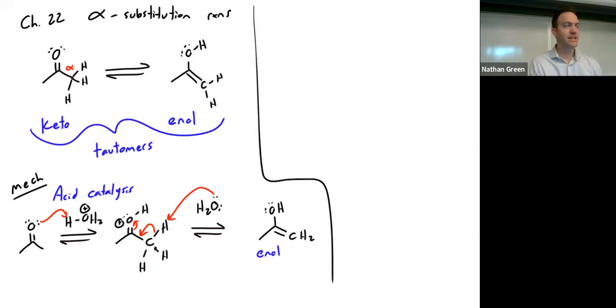It can be done in acid. Can it be done in base? Yes, it can. Is it shorter? No, it's not, for once in its life. This is a two-step mechanism as well. The basic catalysis.